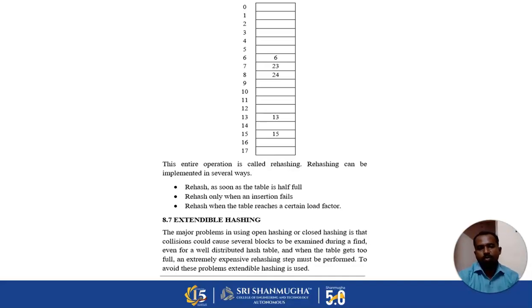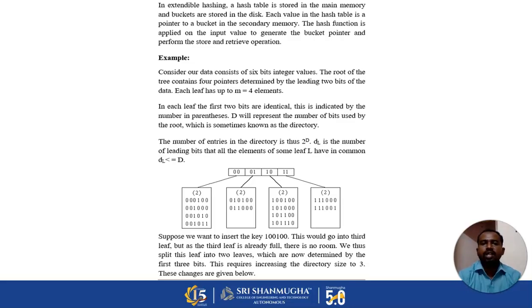Extensible hashing. The major problem in using open hashing or closed hashing is that collisions could cause several blocks to be examined during a find, even for a well distributed hash table. And when the table gets too full, an extremely expensive rehashing step must be performed. To avoid these problems, extensible hashing is used. In extensible hashing, a hash table is stored in main memory and the buckets are stored on the disk. Each value in the hash table points to a bucket. In the secondary memory, the hash function is applied on the input value to generate the bucket pointer and then perform the store and retrieve operations.